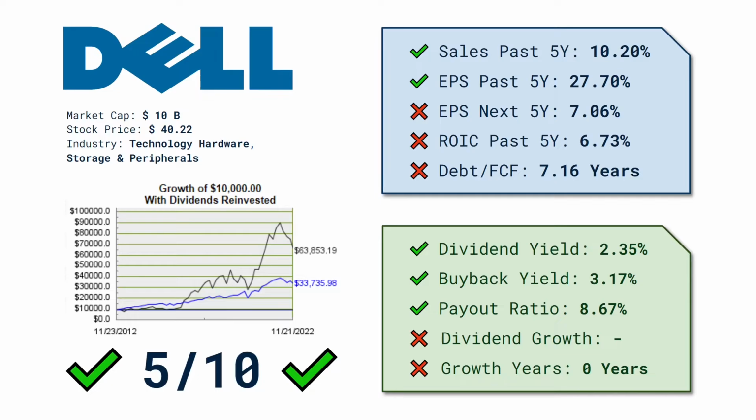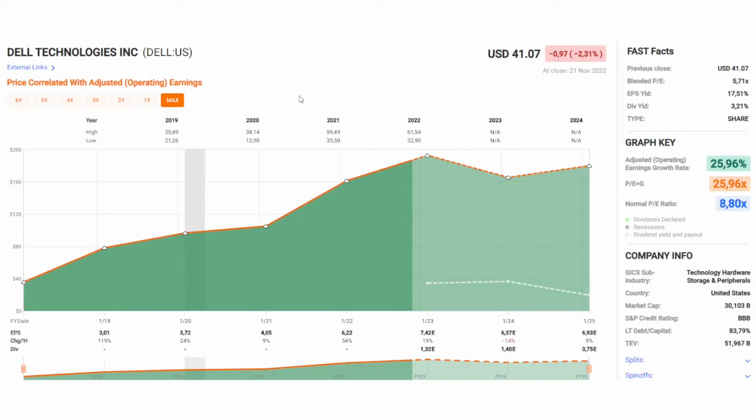Now, the valuation in Fast Graphs. Here we have Dell in Fast Graphs, and Dell has only been publicly listed since 2018, so that's what we have to go with for their history. But we can see that the earnings have steadily been growing since then at least. And actually their earnings growth rate is almost 26%, so that's very impressive.